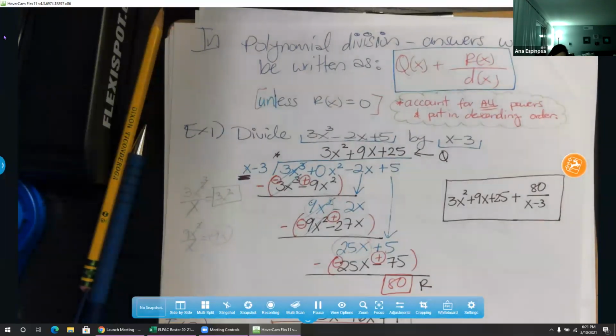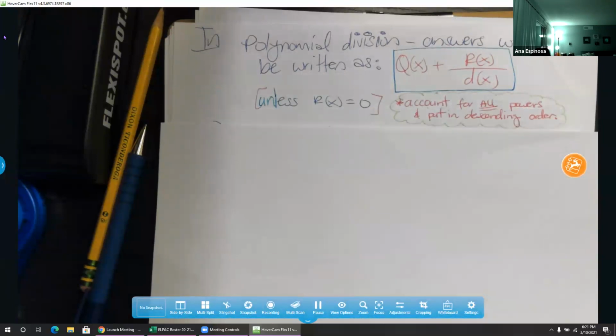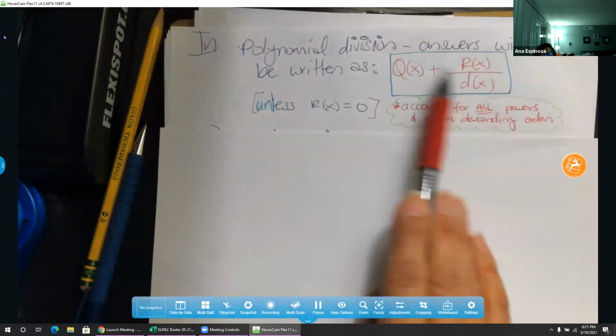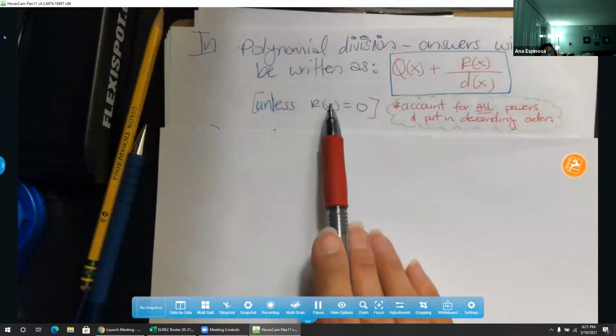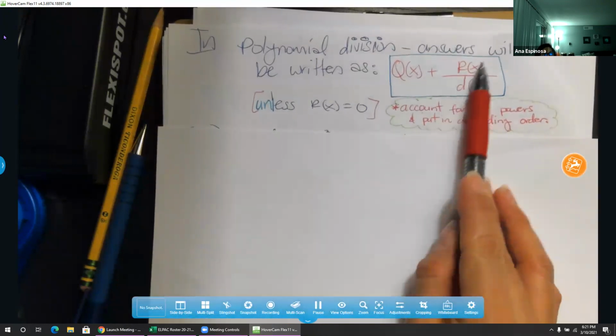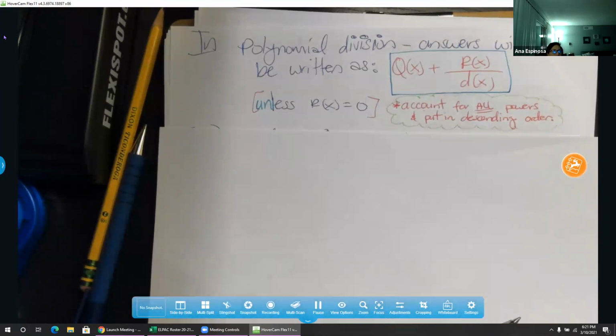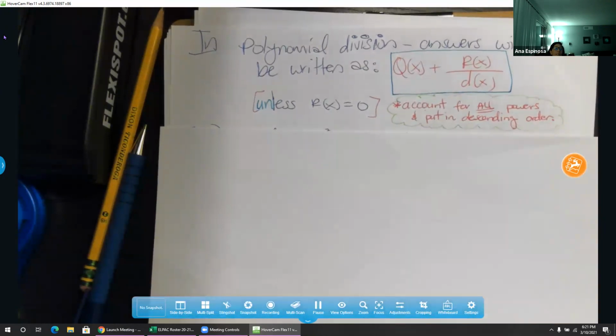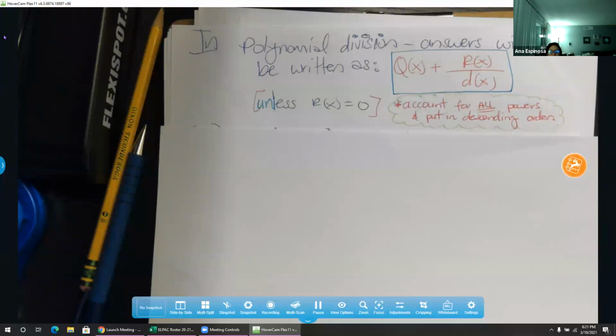Okay, so let's go over this right here. Let me cover this up. Okay, so in polynomial division, answers will be written as exactly what I just stated, the quotient, the remainder over the divisor. If the remainder is 0, then you don't have to write this part, of course, because that would be 0 over something, and that's just 0. Okay, you have to make sure you account for all the powers and you put them in descending order. So that's something that I am telling you as a big hint. If you don't do that, you can still do it, but you have to know what you're doing and you have to be really good at this. So make sure that you please know what you're doing, because otherwise this won't work.